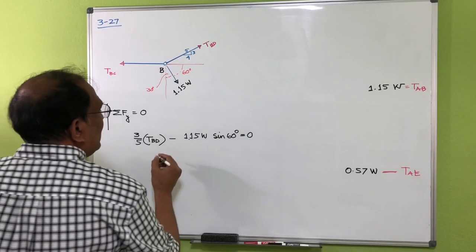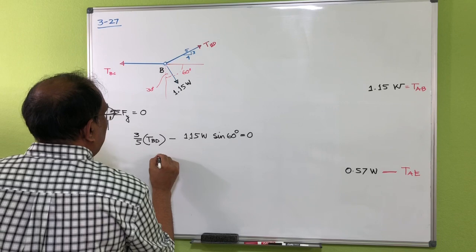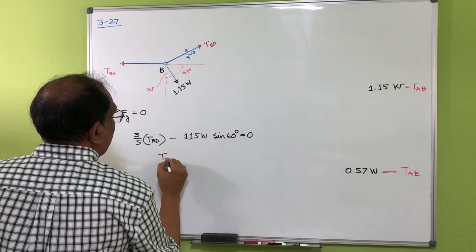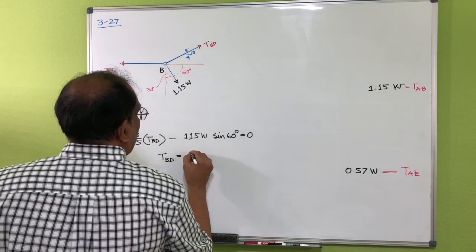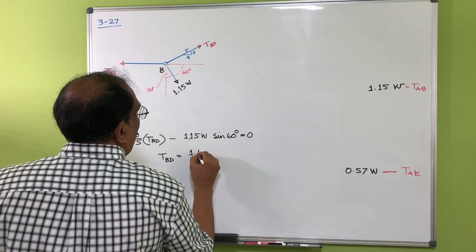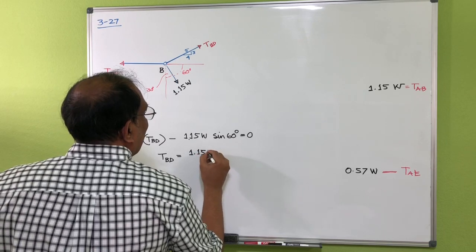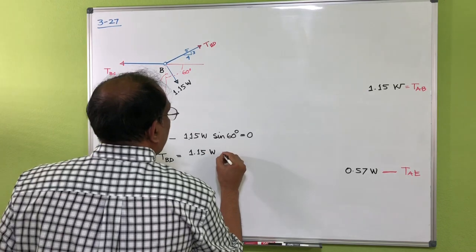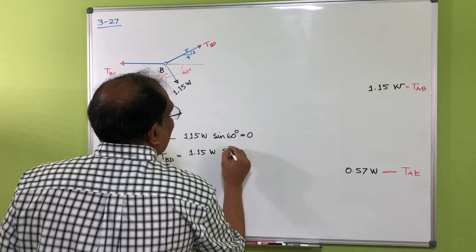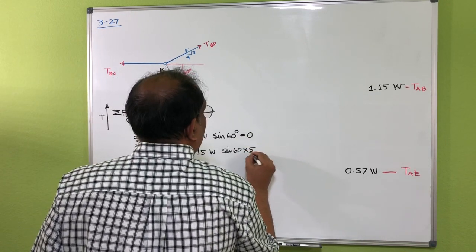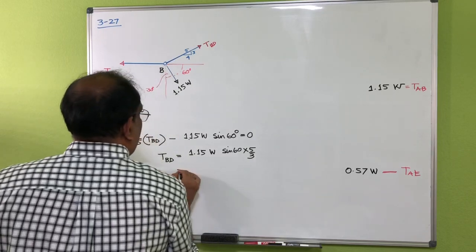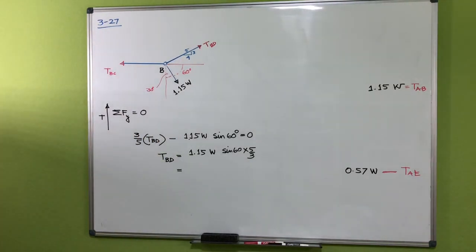So from there, you can find out your TBD, which is 1.15 W sine 60, and you can see this is 5/3, which is basically TBD 1.667 W.